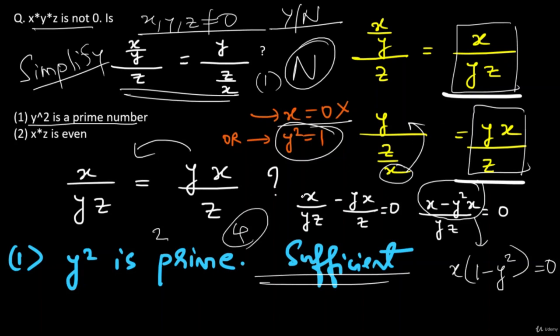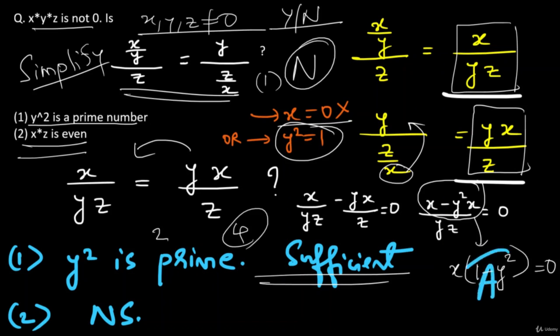What about statement 2? Statement 2 says that x into z is even. It does not give us any information about y. So the critical information that we need to know is whether y square is equal to 1. So we don't know that. Therefore, statement 2 alone is not sufficient, and hence the answer to this question is option A. That is, statement 1 alone is sufficient, but statement 2 alone is not sufficient.